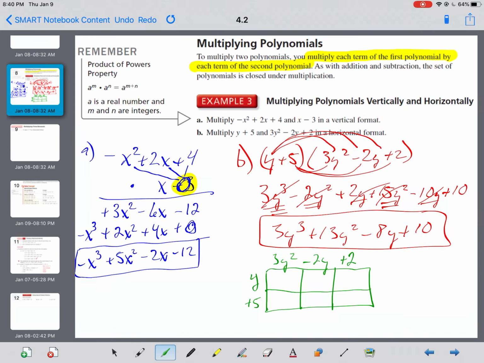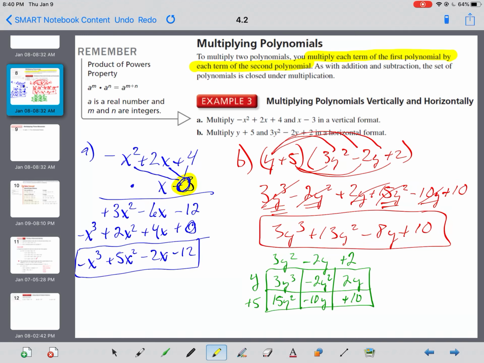Then whatever's on the side of the box you're in, that's what you multiply. So y times 3y squared is 3y cubed. Y times negative 2y is negative 2y squared. Y times 2 is 2y. 3y squared times 5 is 15y squared. Negative 2y times 5 is negative 10y. And 5 times 2 is positive 10.